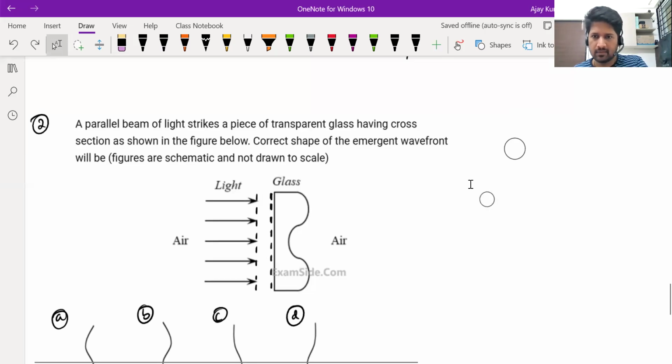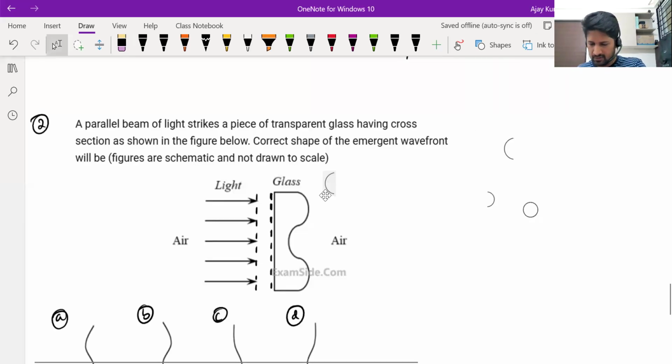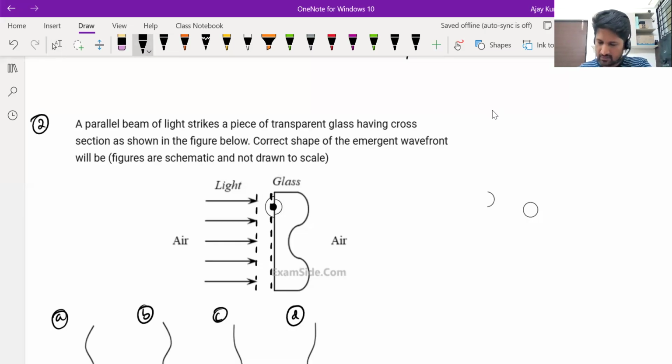Fine. We know light travels faster in air. So the disturbance in air travels a greater distance, whereas the disturbance inside the glass travels a shorter distance like this. So these are wavelets emerging from this source. Similarly, from the other sources also, you can imagine wavelets.